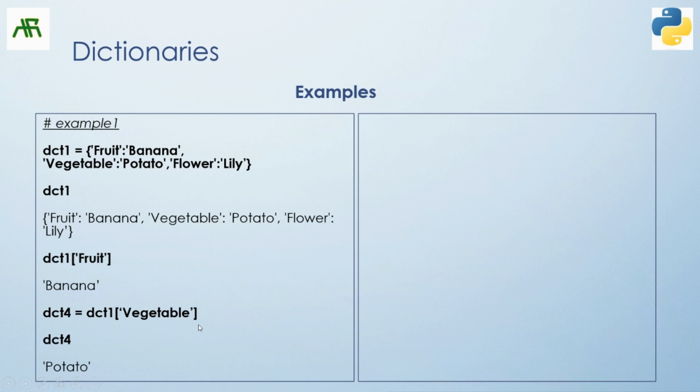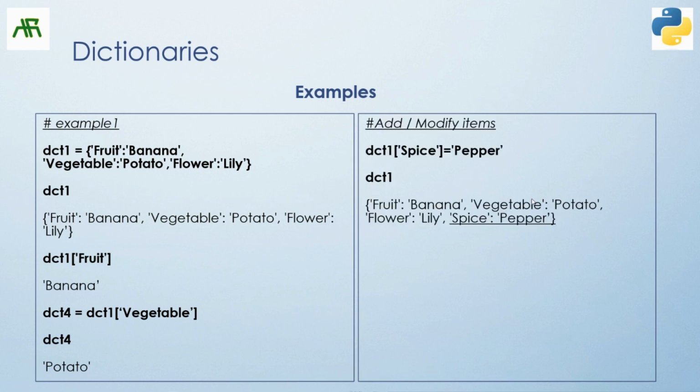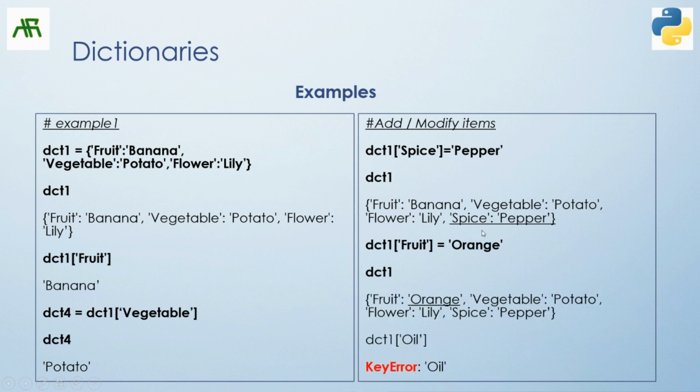The value of an item fetched with a key reference can be assigned to other variables and can be used further down in the programming. To add or modify dictionary items, all I have to do is use the key as a reference and assign a value. If the key is not present, it's going to add to the dictionary. If the key is present, it's going to modify the value that is present in the dictionary.